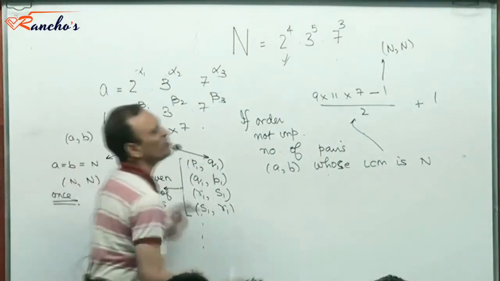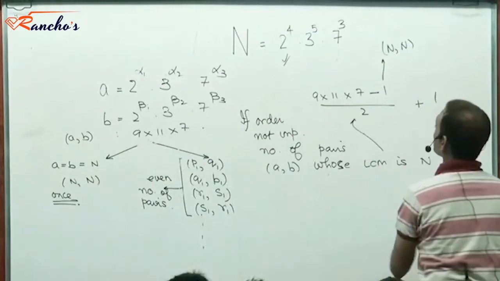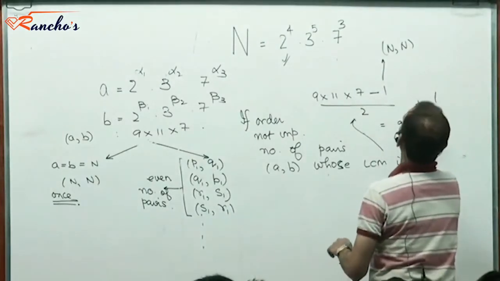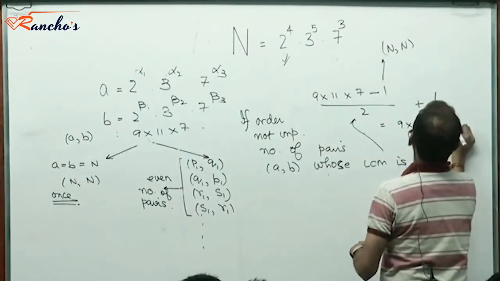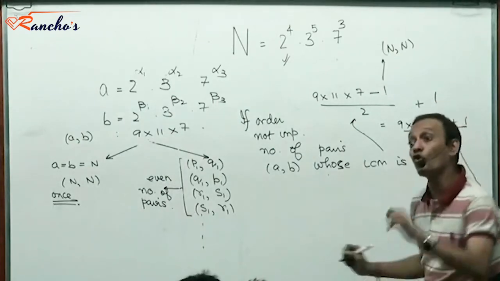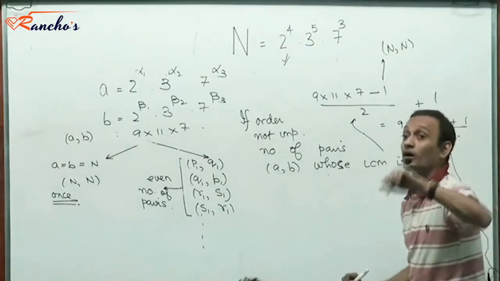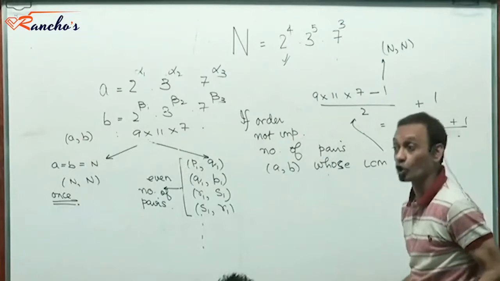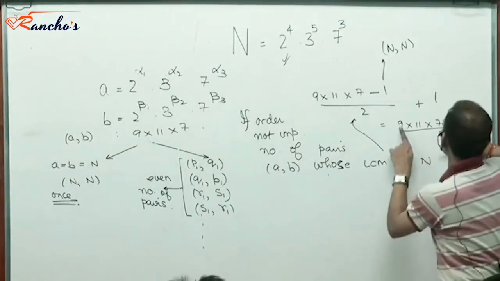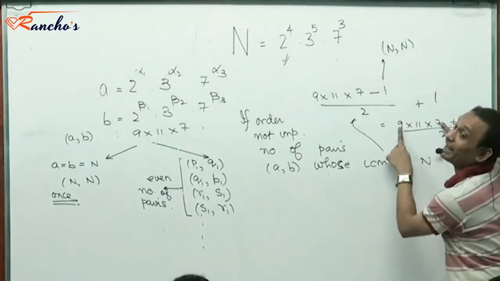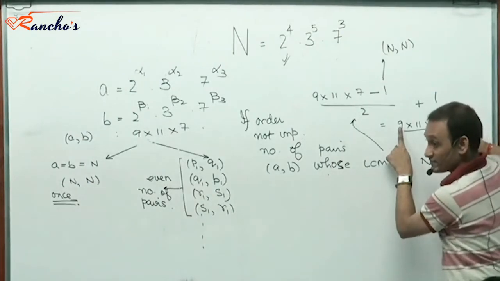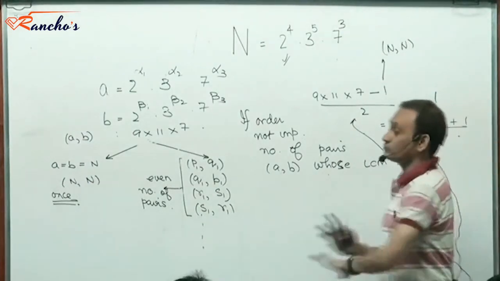This is okay. Perfect. Now, in a very general sense, this would be like 9 into 11 into 7 plus 1 by 2. Number of ordered pairs, number of non-ordered pairs. If I simply had to talk of ordered pairs, then this would be simply 9 into 11 into 7. Got me?